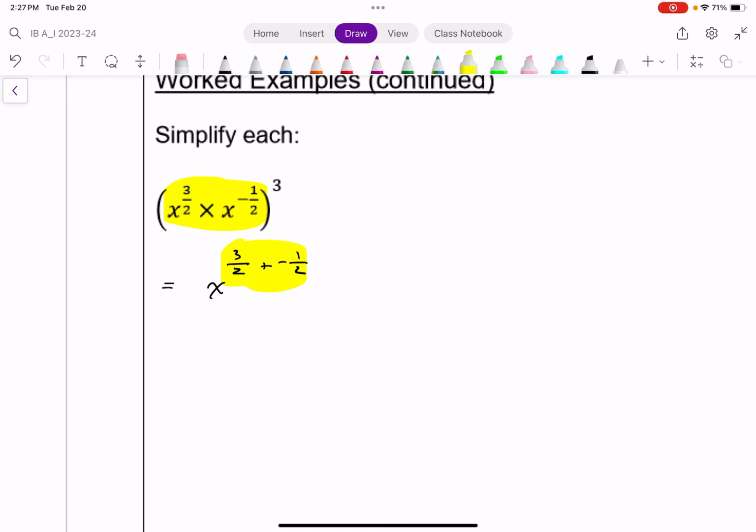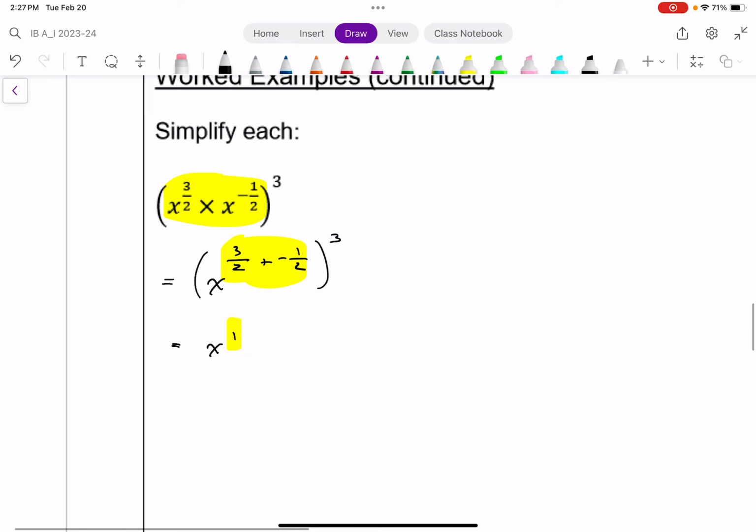Same as 3/2, take away a half, which is a whole. So this is just x to the power of 1. Now all of that is still being raised to the power of 3, which means my answer is x to the power of 1 raised to the power of 3, which is x to the power of 3. Lots of other approaches of getting there, but it should all come to x to the power of 3.